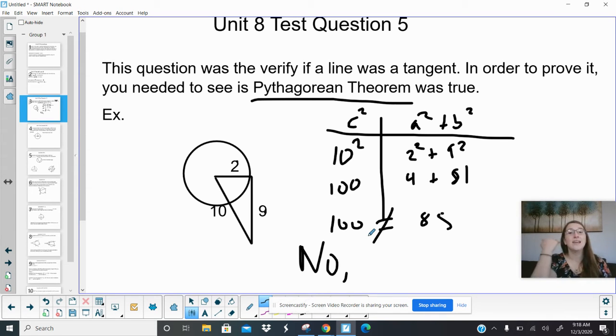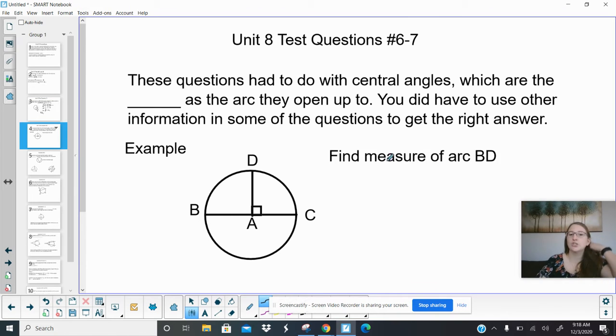It's possible if it was equal on both sides, we would say yes. So look back to your test, do your Pythagorean theorem, and see if it comes out to be a yes or a no. Okay, questions 6 through 7.